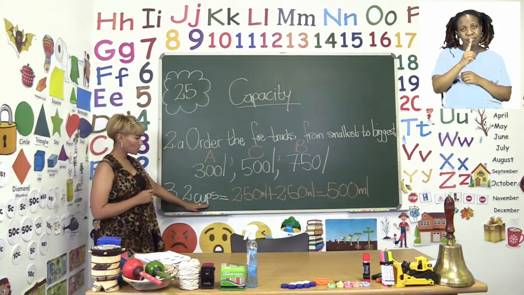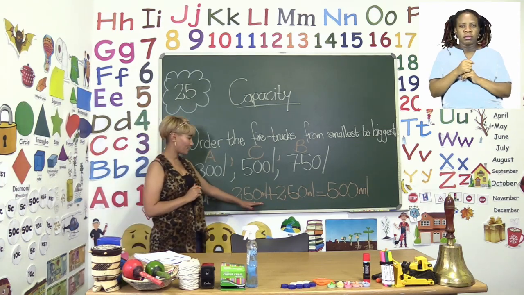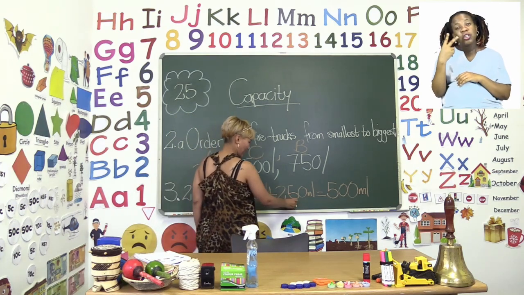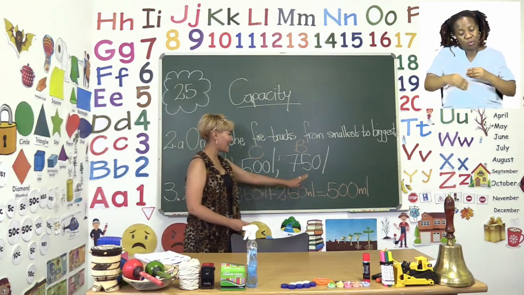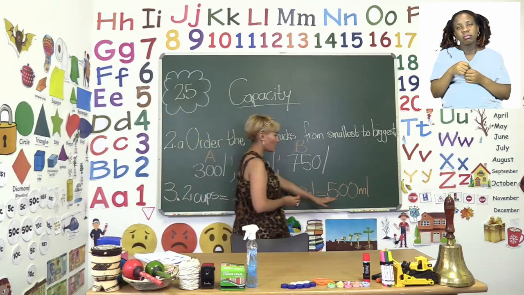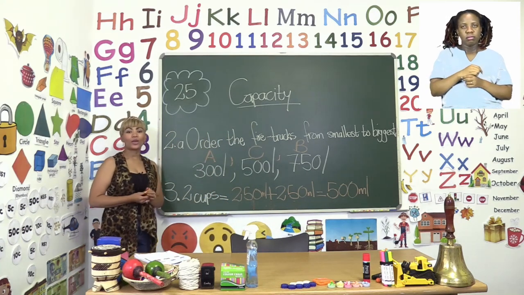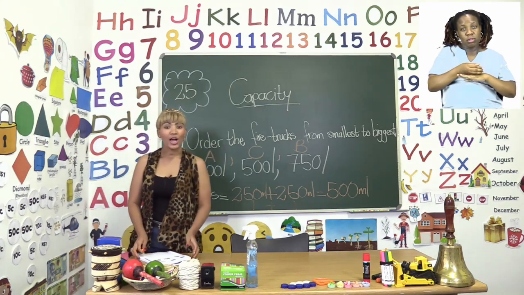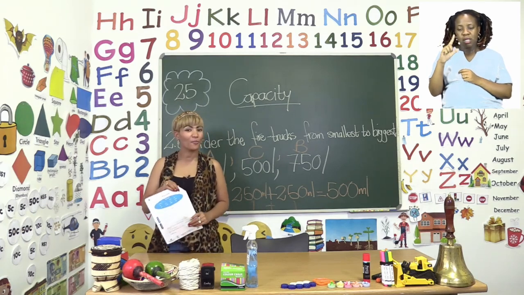So we said 2 cups. Now remember, boys and girls, 1 cup is 250 milliliters. So over here we have 1 cup plus another cup. That means 250 milliliters plus another 250 milliliters, and that is equal to 500 milliliters. So when we have 2 cups, we will have 500 milliliters. Now I want you to go ahead and work out how much 3 cups would be for B.